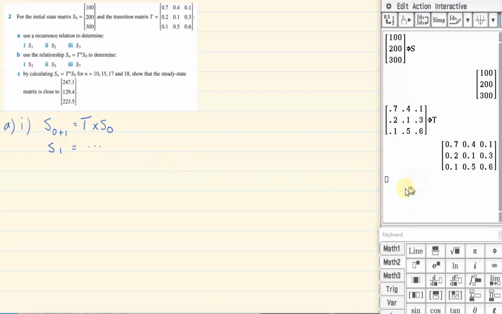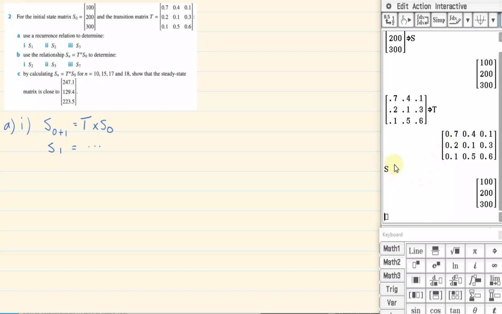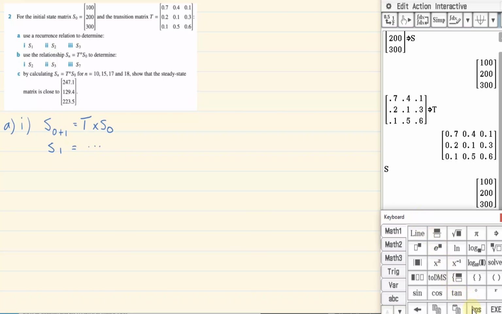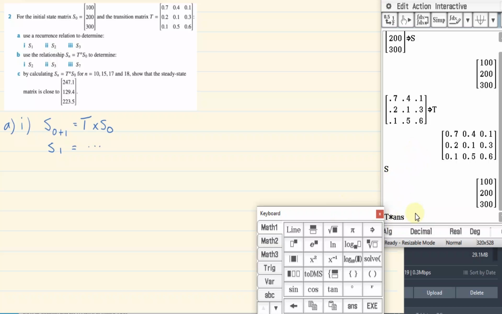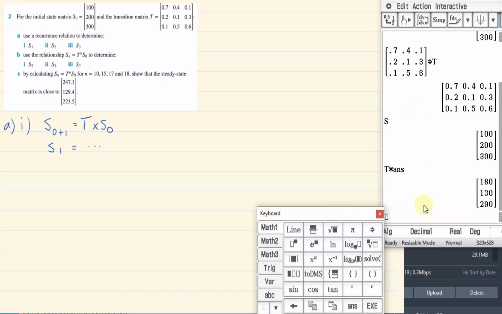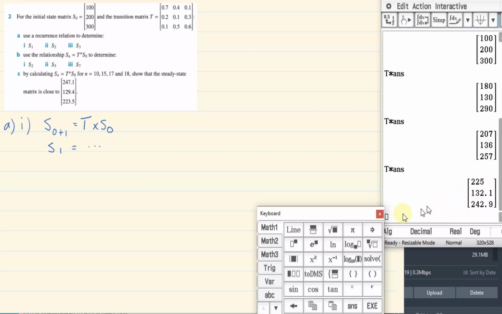All right, so over here, I've already put in my two matrices into my CAS. So I'm going to put down S, and that'll save it. Now I can use T and times my answer. So let's find the answer button, hiding down here, T times S. So you can see there, I've got T times the answer. I'm going to hit my execute button twice more to find S2 and S3. There we go.